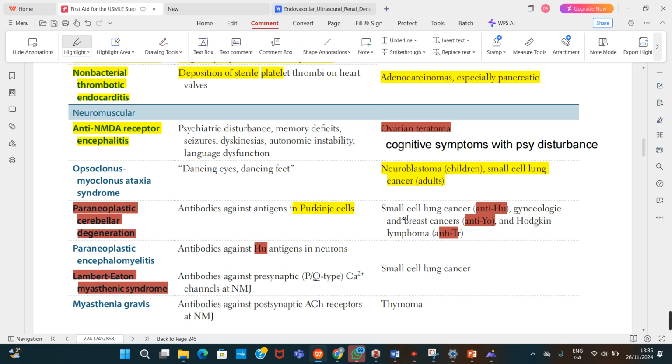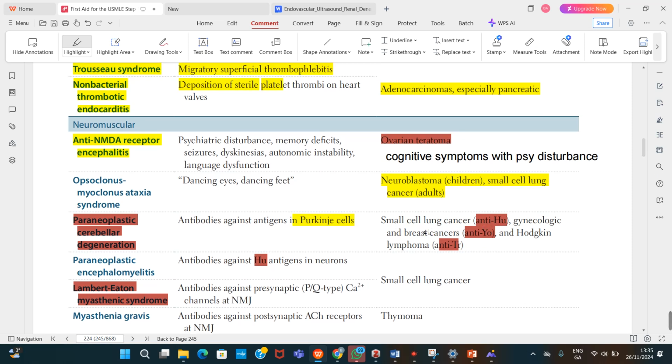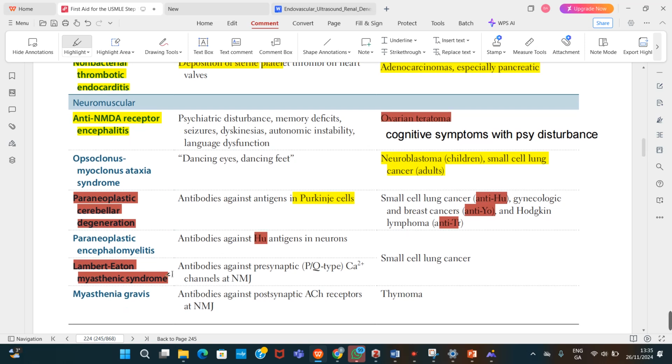If the person has a small cell cancer, it's going to be anti-Hu. Everything about small cell cancer causing all these problems is usually anti-Hu. In fact, it is due to antibody Hu that small cell cancer is causing this. I'm going to mention it later. So anti-Hu is always from small cell cancer. Anti-Yo is from breast cancer and other gynecologic cancers. Anti-Tr is from Hodgkin lymphoma.